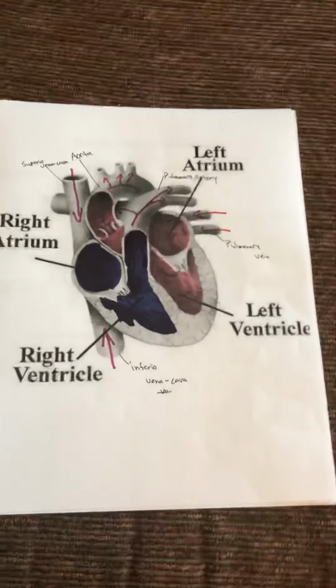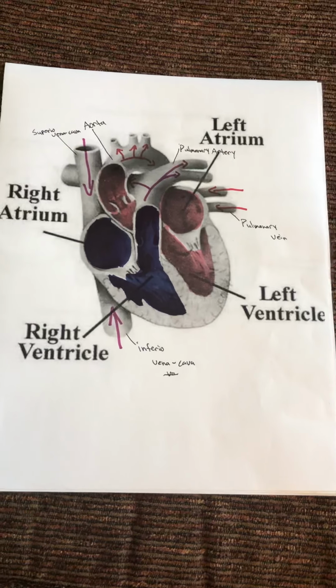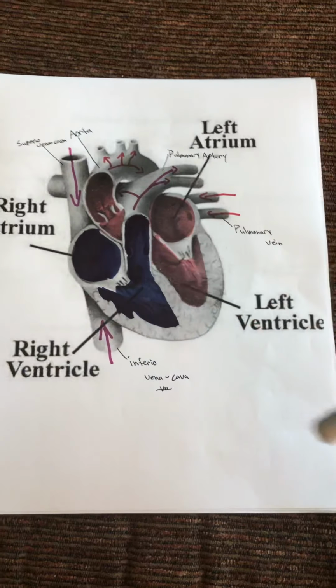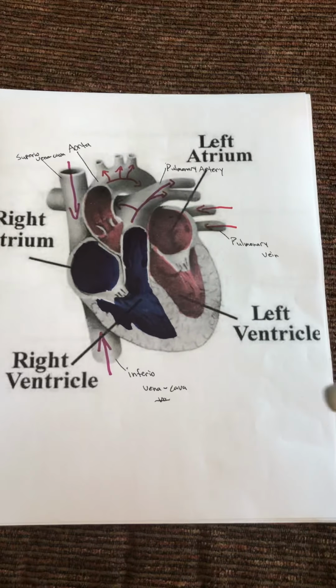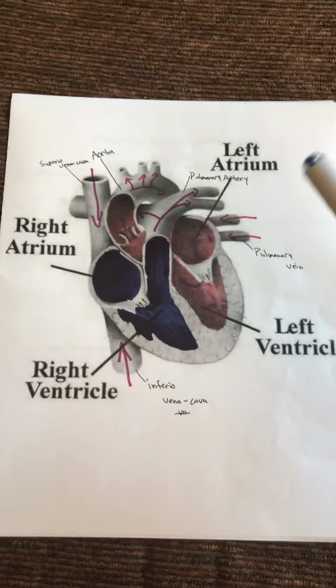MS215. Let's start talking about how blood moves through the heart. First I'm going to start off by saying everything you see in blue and purple represents deoxygenated blood. Everything you see in pink and red represents oxygenated blood.